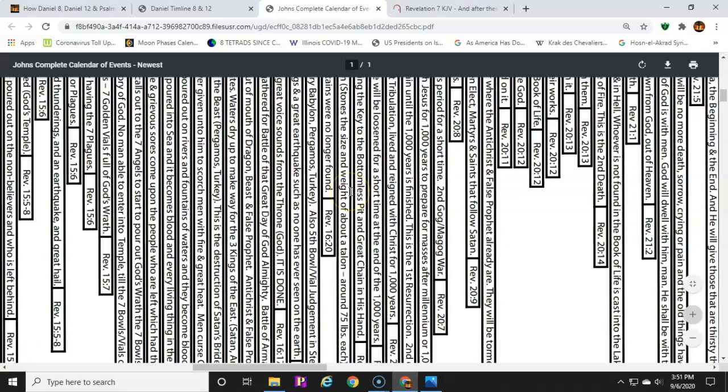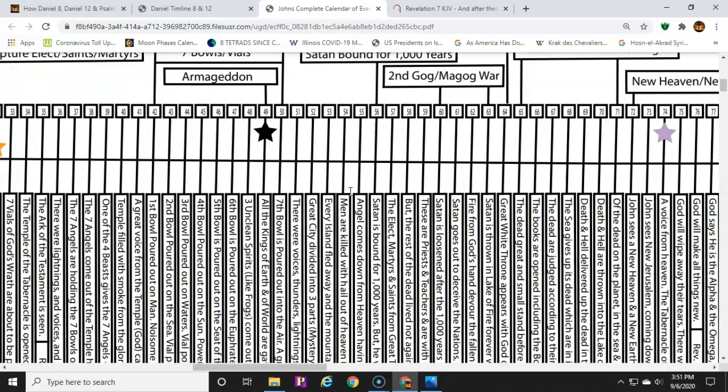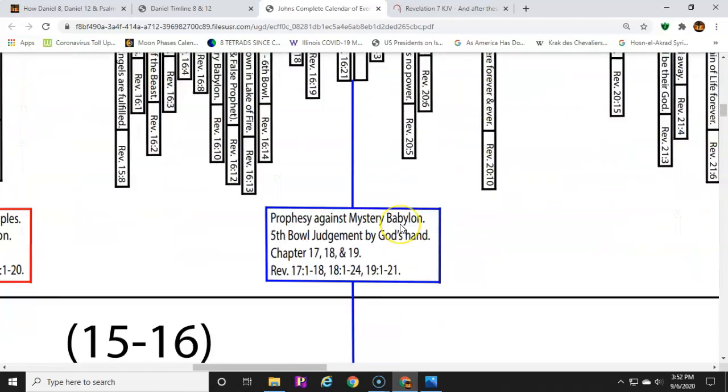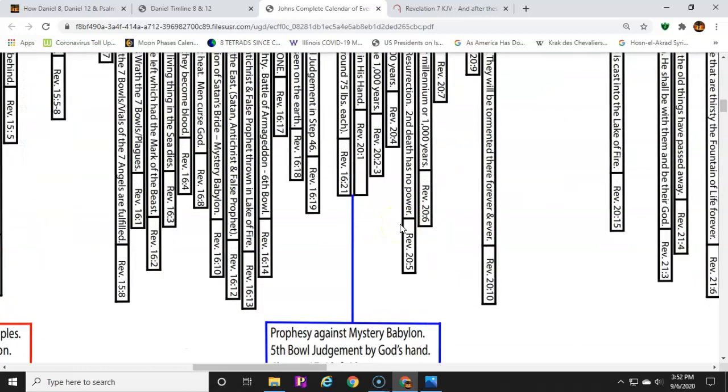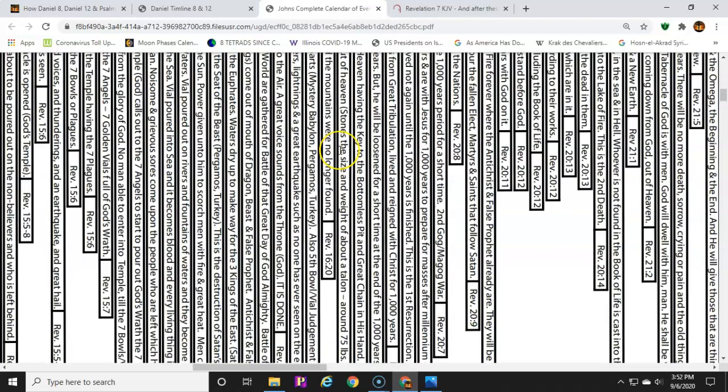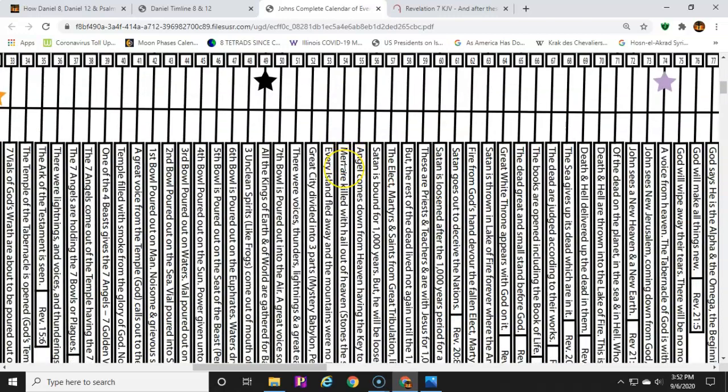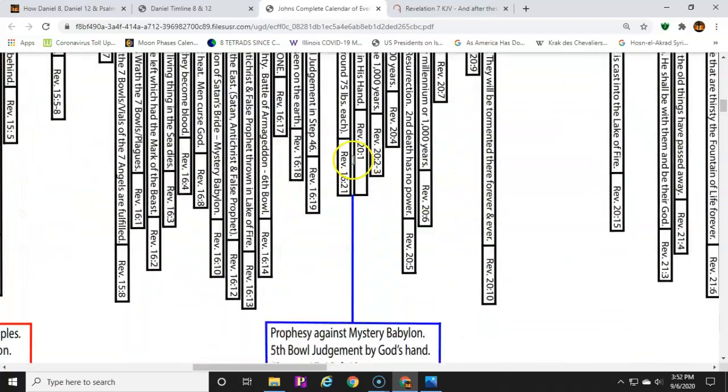So if you go from chapter 15 and 16, which are all about the bowls, 16 starting of the bowls to the end of the seventh bowl, then you go from what? The end of 16 to 20, because what happens? You see these three frogs come out of their mouth, and what does he do? He throws Antichrist and false prophet in the lake of fire. And then in 20, he what?